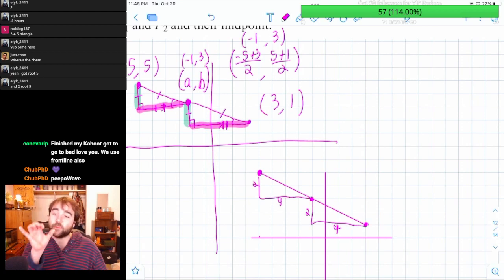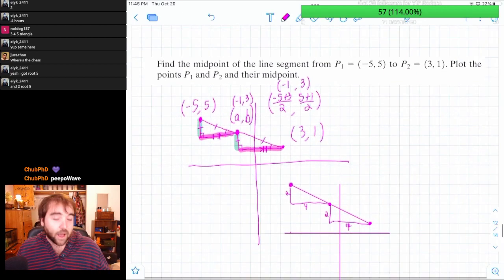So yeah, that's the midpoint. To find the midpoint, it's nice and easy. You just average the points. Not too difficult.